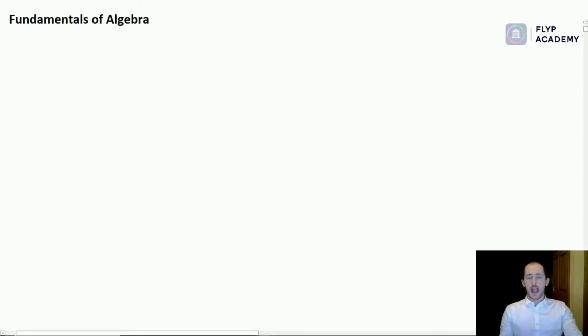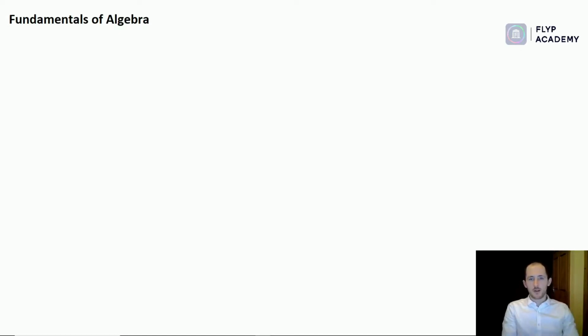Today we're going to be looking at the algebra topic for the AQA specification. What we're going to start off with is some of the fundamentals of algebra. So this is one of the spec points. What you need to be able to do is look at and interpret algebraic notation.